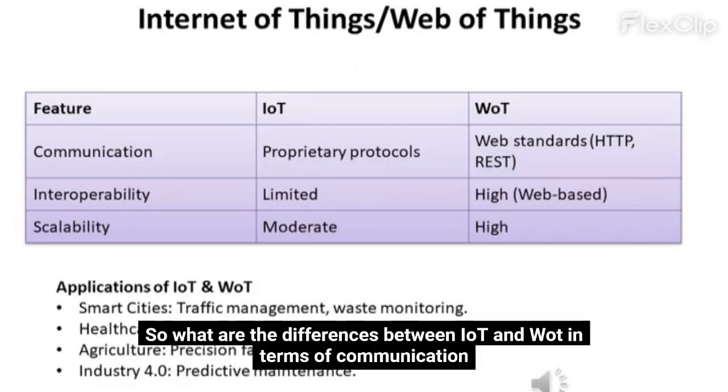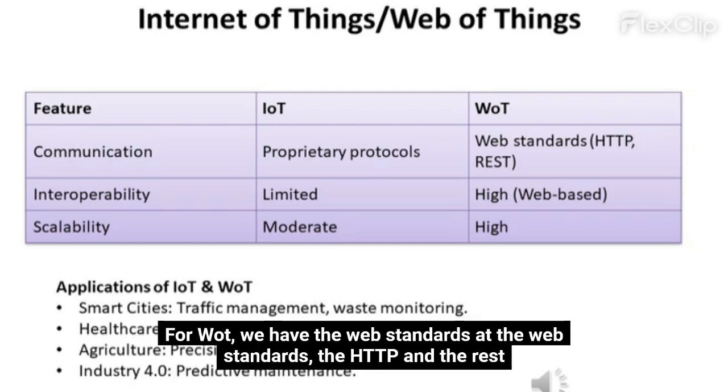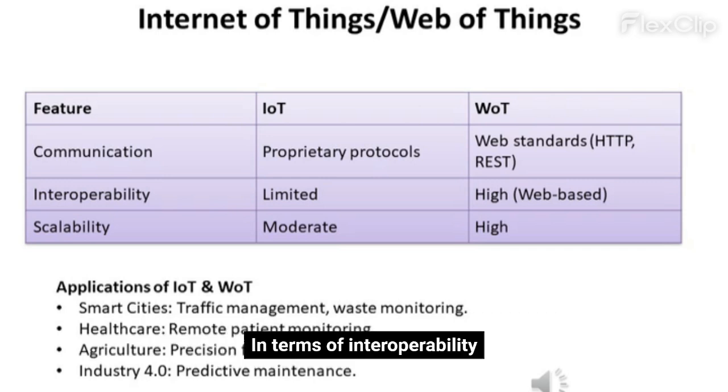So what are the differences between IoT and WOT? In terms of communication, IoT uses proprietary protocols. For WOT, we have web standards, HTTP and REST. In terms of interoperability, IoT is limited. For WOT, it is high. It is not limited. It's web-based, so it can work across the board. In terms of scalability, IoT is moderate, but WOT is very high.